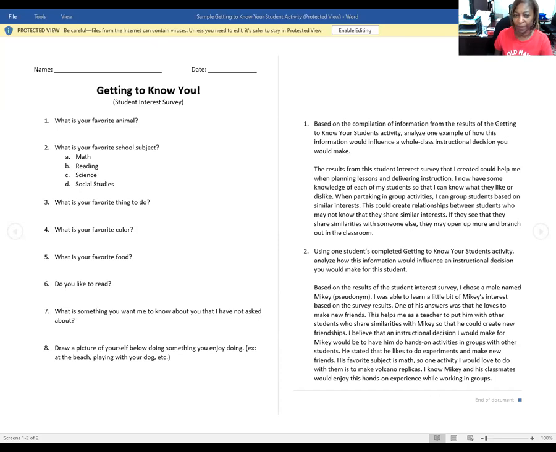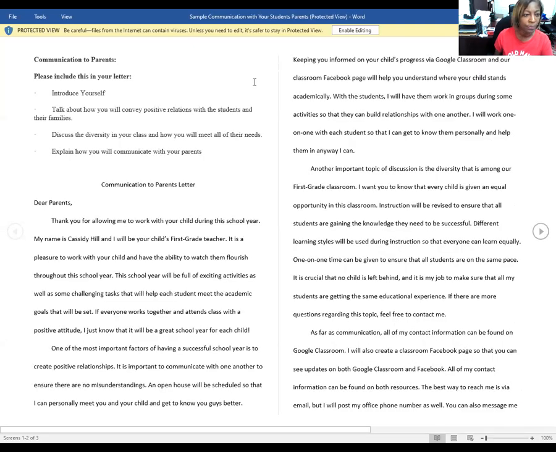The final document that we will look at today is the communication piece. This, of course, is a letter that has been written by a student. And please take note, there are three things that I need you to do in writing this communication letter. First of all, I need you to introduce yourself. Then I need you to talk about the demographics in your classroom, the diversity, and how you're going to address the diverse needs of the students in your classroom.